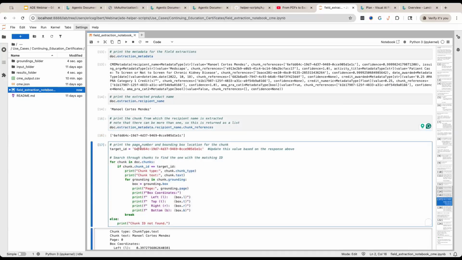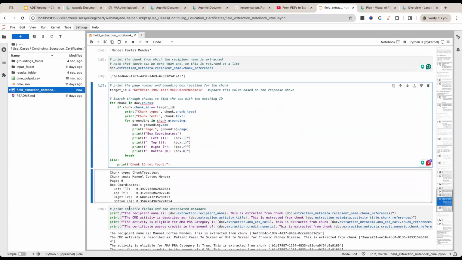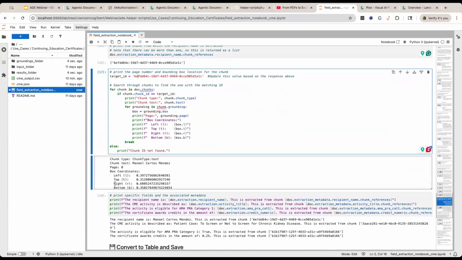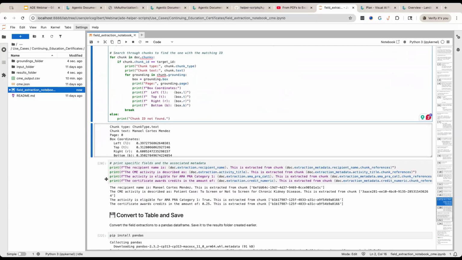And then based on updating that target chunk reference, we are reviewing all of the coordinate information and otherwise printing that we can't find that chunk. So there we see that we have identified that here. And then we're printing out just to sanity check the associated metadata with each of the specific fields. So this is looking at sort of the final format here.